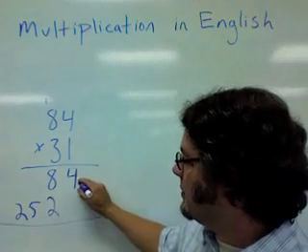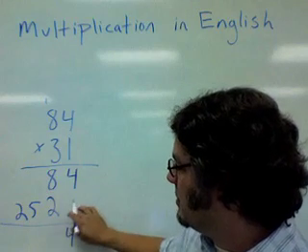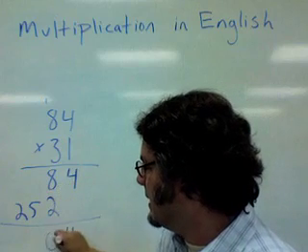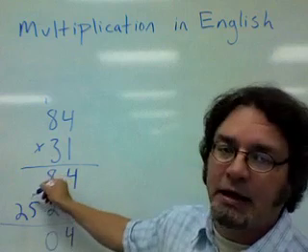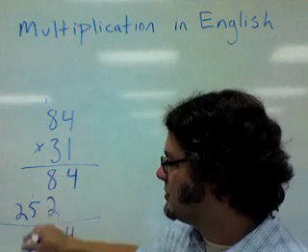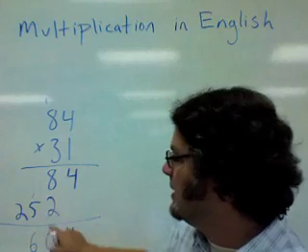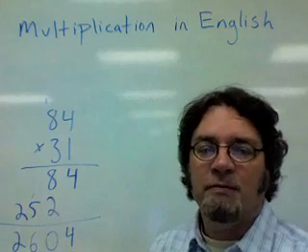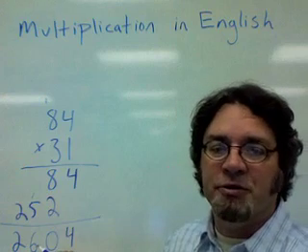Then add these together. 4 goes down, there's nothing below the 4. 8 plus 2 is 10, and the 0 of the 10 goes here. You're carrying the 1 of the 10 to this column. 1 plus 5 is 6, and then the 2 goes straight down. 84 times 31 equals 2,604.